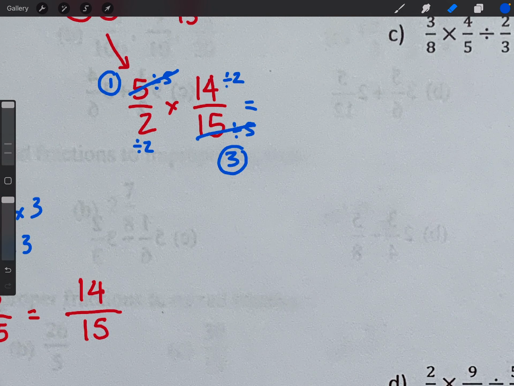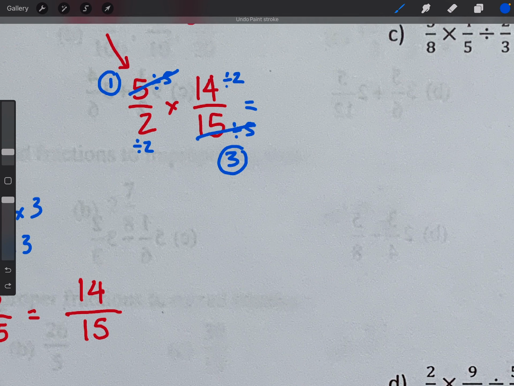But here we can do the top and bottom. We can do one from the top, one from the bottom. So just like this one here, I did one from the top here, one from the bottom. Yes, you can do that. Okay. Now we're gonna do this one.